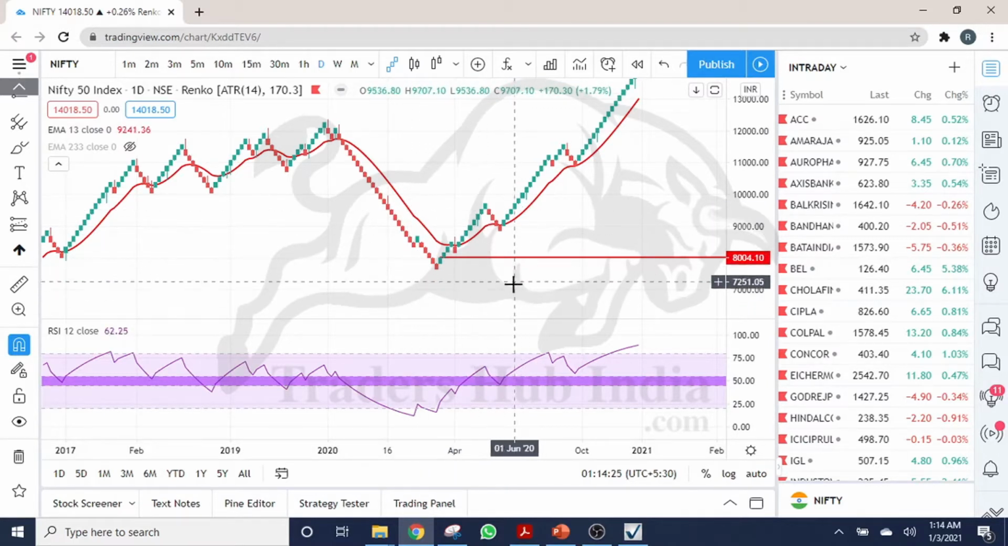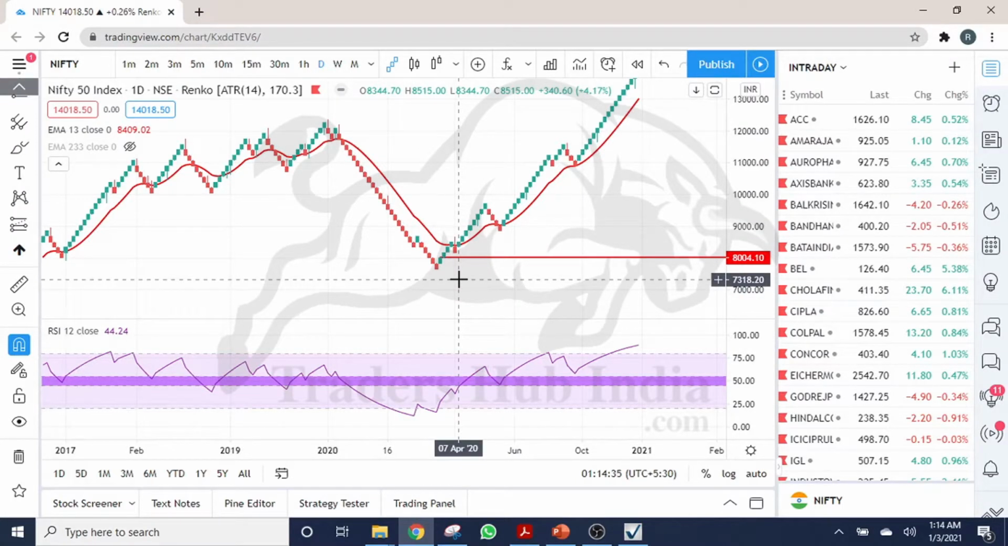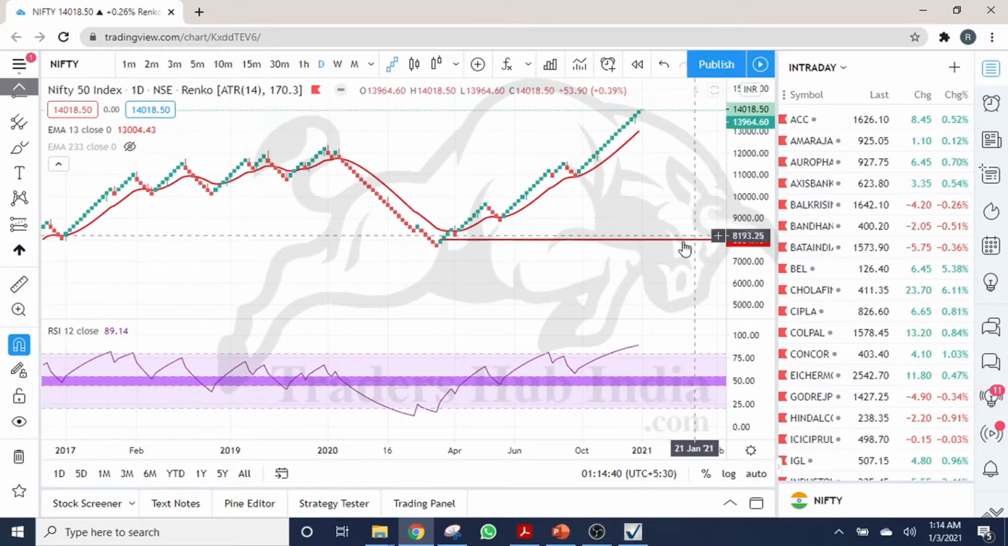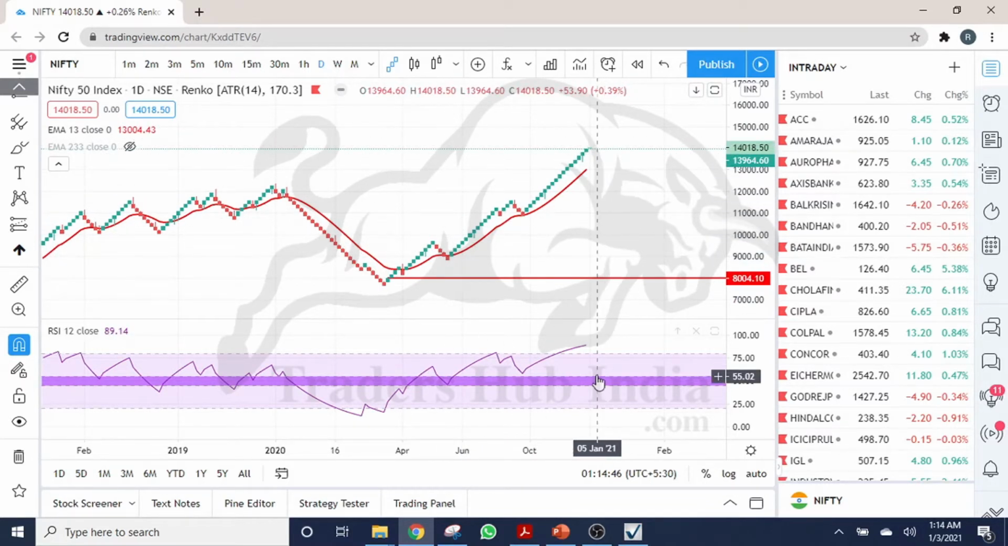Here, a lot of noise is eliminated. It clearly shows the buy at the 8,000 level. You can use the Renko chart for positional trading and you will be surprised by the result. If you see, still there is no sell active. It keeps going. But now it is above the 70 level and almost 89 RSI.